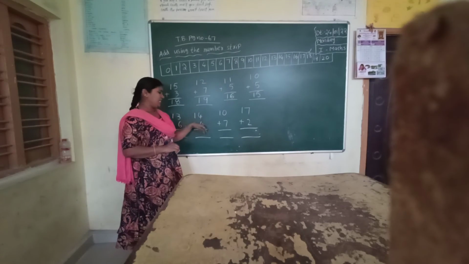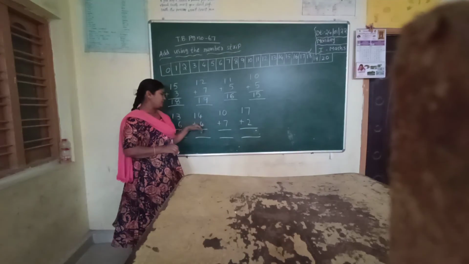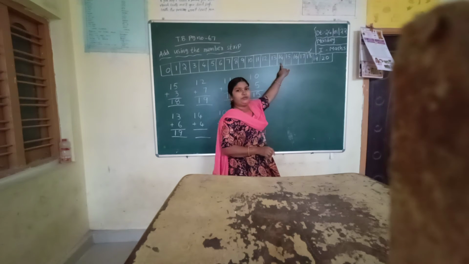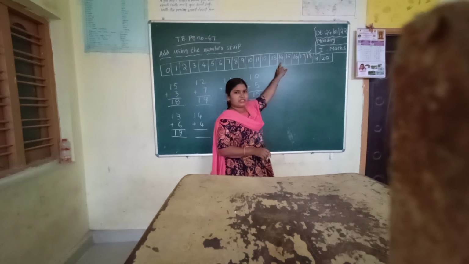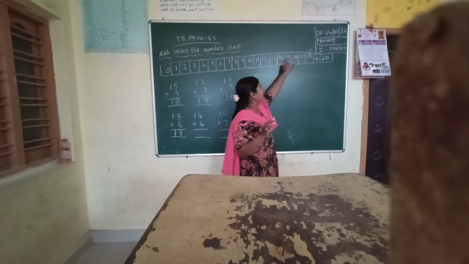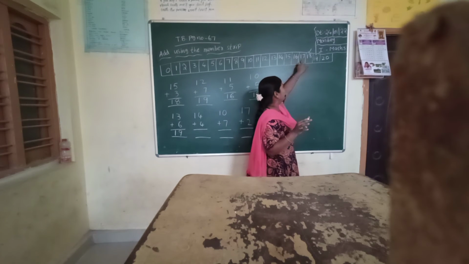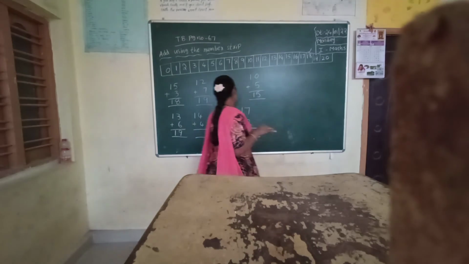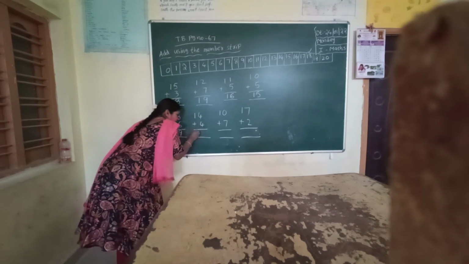Next, 14 plus 4. Where is the 14 number? Here. After 14, count how many numbers you have? 4 numbers. Okay. 14 after 1, 2, 3, 4. What is our answer? 18. 18 we have to write down in the answers place.